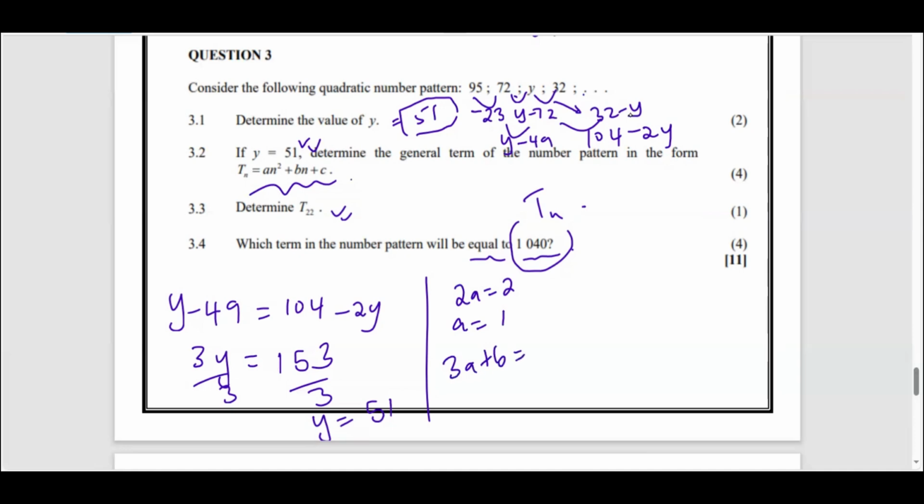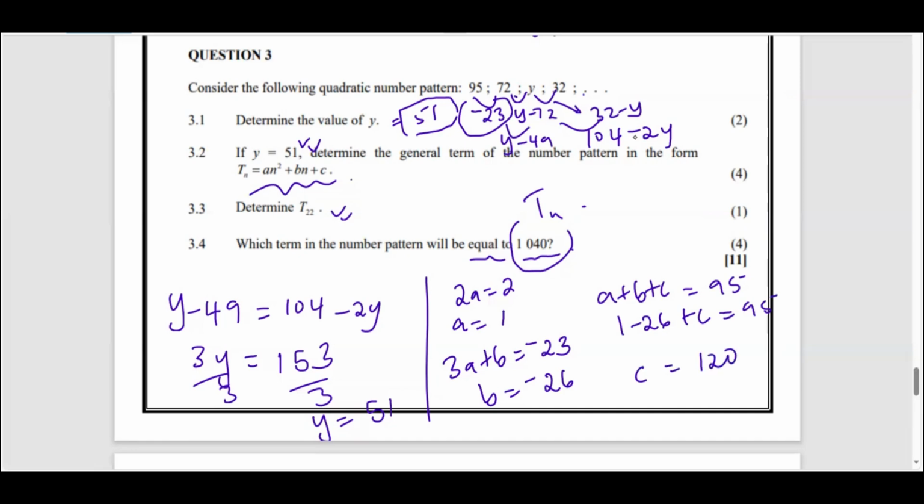3a plus b must give us this negative 23. But if a is 1, which means b is going to be negative 26. a plus b plus c must give us 95. Okay, our a is 1 minus 26 plus c is 95. So 95 plus 26 is 121 minus 1, which means c is going to be 120. So just to rewrite the Tn, it's going to be n squared minus 26n plus 120.